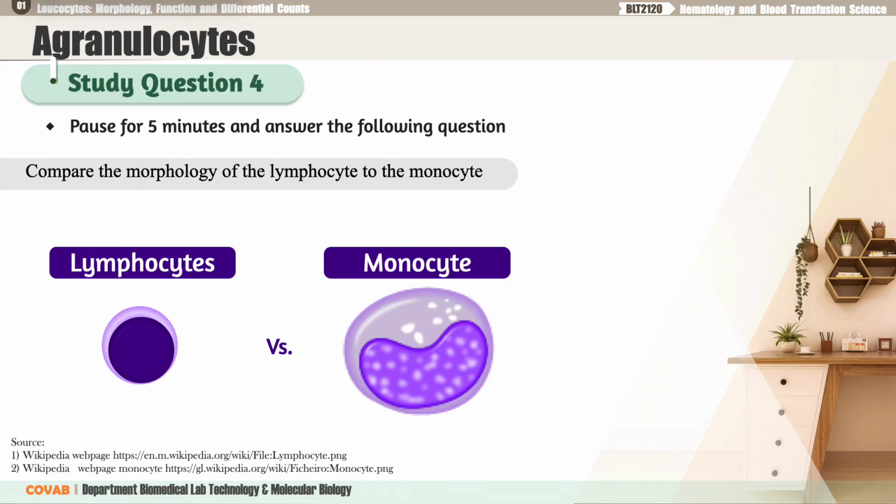Let's review what we've just studied on the monocytes and the lymphocytes. We would like you to compare the morphology of the lymphocyte to that of the monocyte. As a hint, look at the nucleus shape and the unique features of the cytoplasm. Typically, this is a take-home exercise, so you're going to do it in your various study groups.